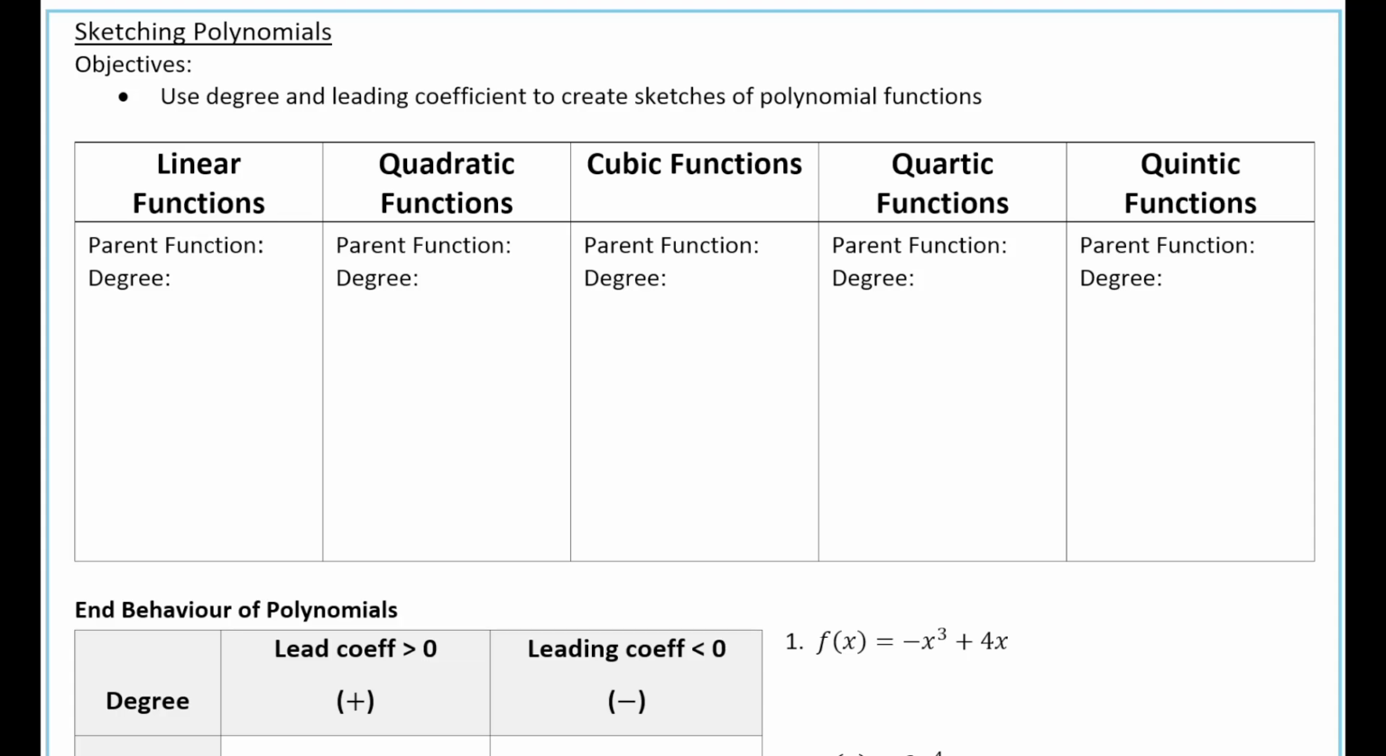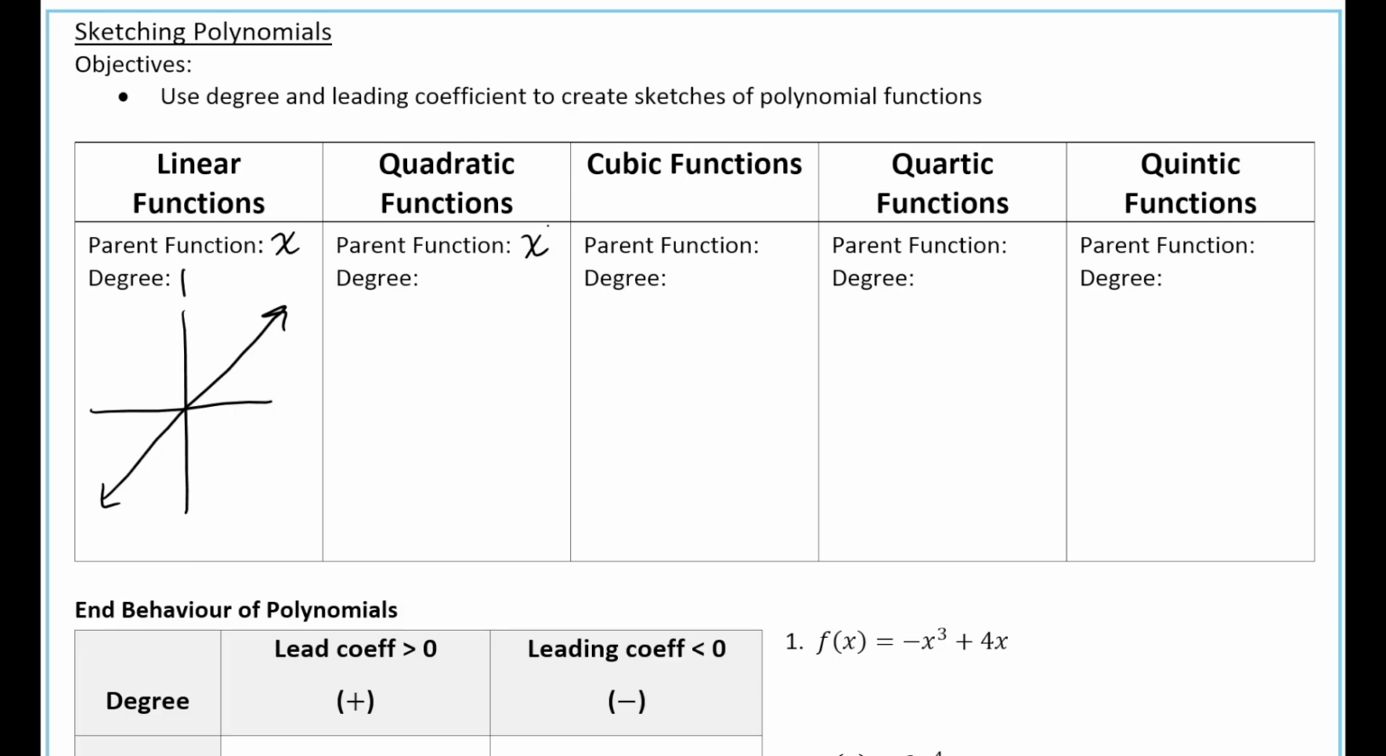In this video, we are going to learn how to sketch polynomials. So let's take a look at some things first that are going to help us. For linear functions, the parent function is x and the degree is 1, and they look something like this. So this is what y equals x looks like.